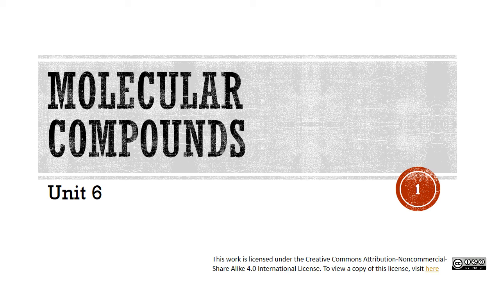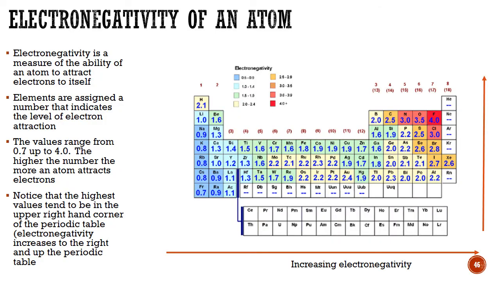Alrighty, so let's finish up Unit 6, Molecular Compounds. We have a bond that is made between two atoms, and it's a sharing of two electrons. A lot of times those electrons are shared very evenly, and sometimes they're not.